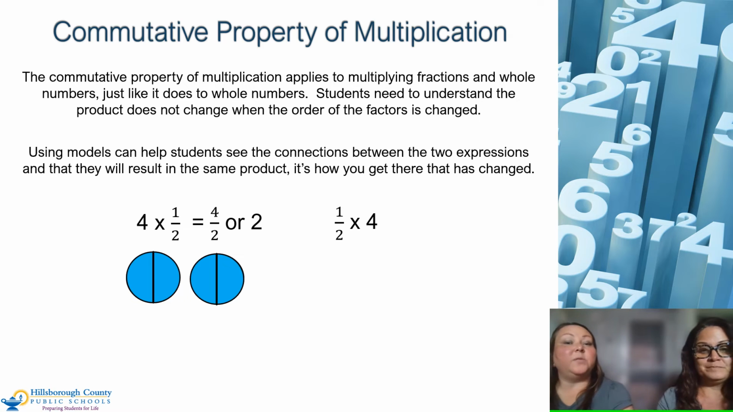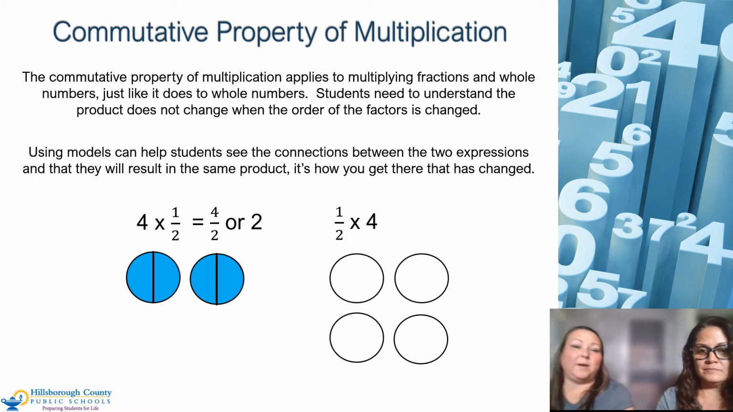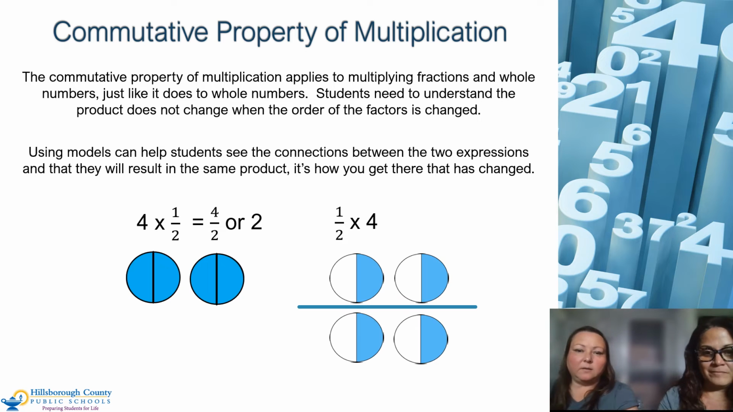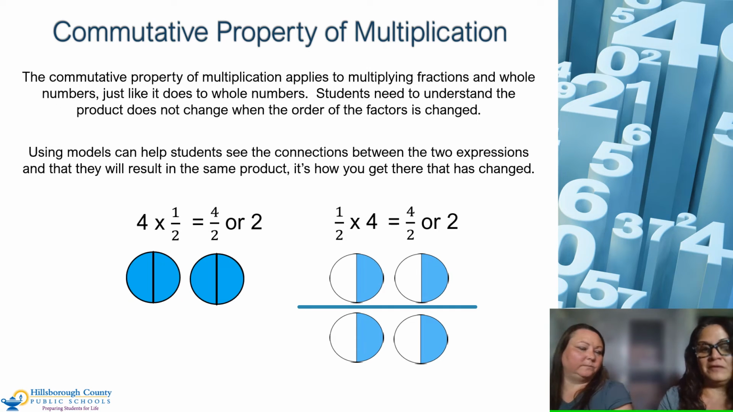Yep. So then I can flip those factors. So now instead of 4 groups of 1/2, I have 1/2 of 4. So here's my 4 wholes. I can find 1/2 just by drawing a line and separating it. And I see that I have those 2 wholes at the top. Or the other model could be I have 1/2 of 4 wholes, right? And then I combine them to find that it's 2 wholes.